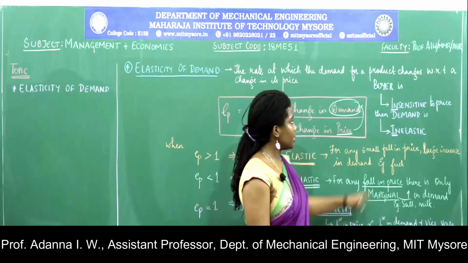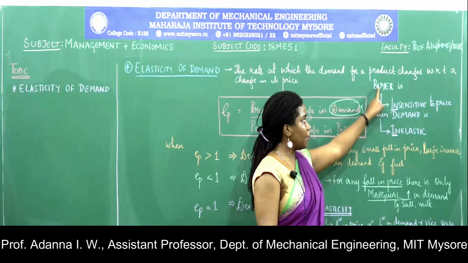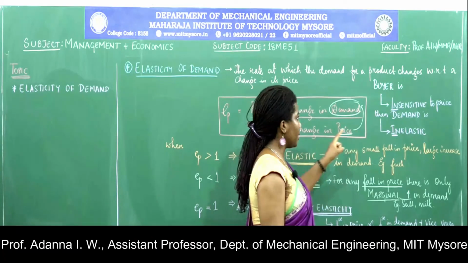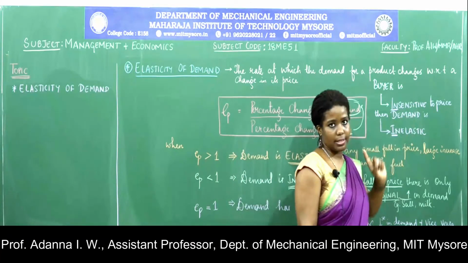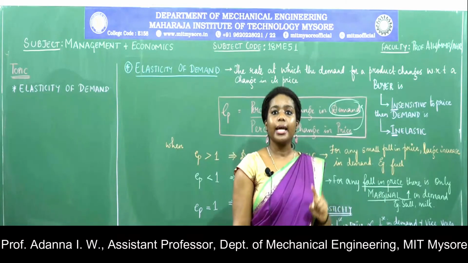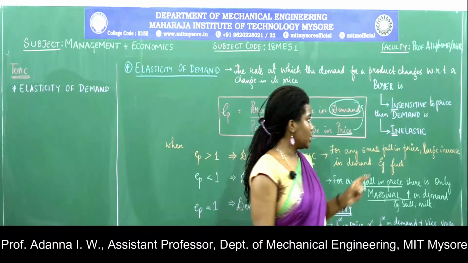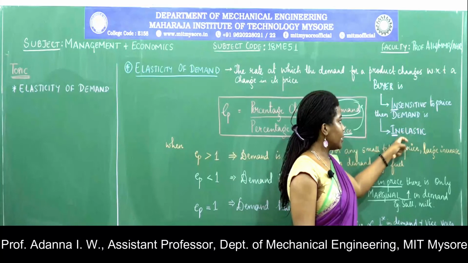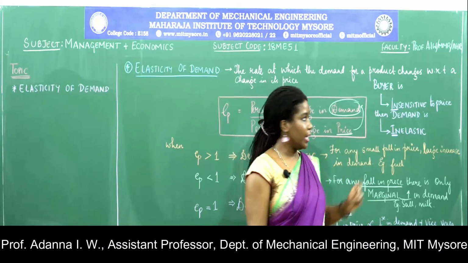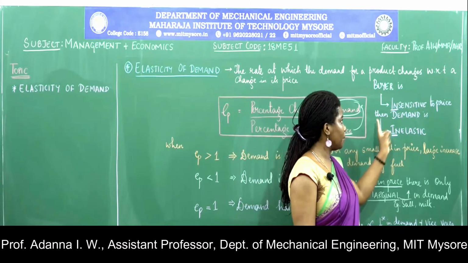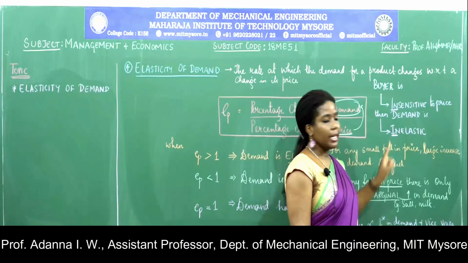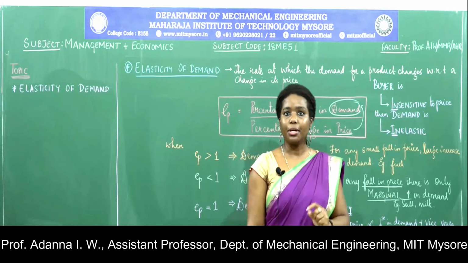One way of remembering this is, whoever is the buyer is insensitive to the price. That means the price does not affect the buyer. In any case, the product is going to be purchased. Then the demand is inelastic. If the buyer is insensitive to the price, then the demand is inelastic. So this is one way of remembering it.